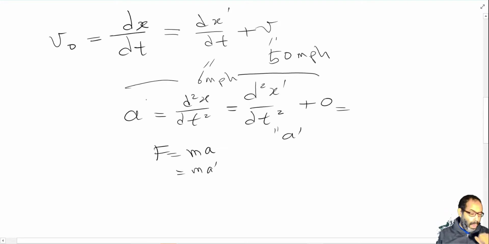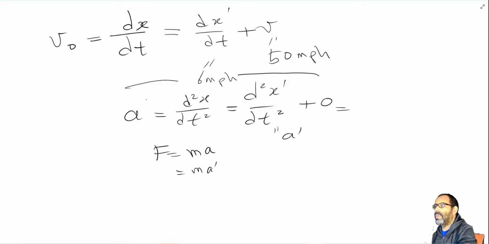In other words, if I'm sitting on the train, for example, and take this object and throw it in the sky, it's going to go up and down. Let's say, for example, I want to know the time of flight.